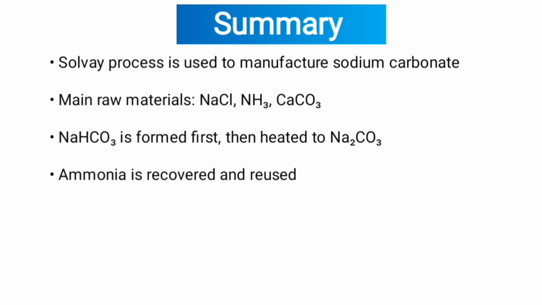Summary of the manufacture of sodium carbonate by Solvay process. Solvay process is used to manufacture sodium carbonate. Main raw materials are NaCl, NH3, CaCO3. NaHCO3 is formed first, then heated to Na2CO3. Ammonia is recovered and reused.